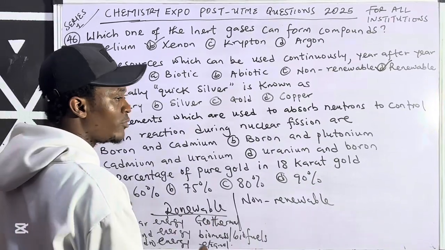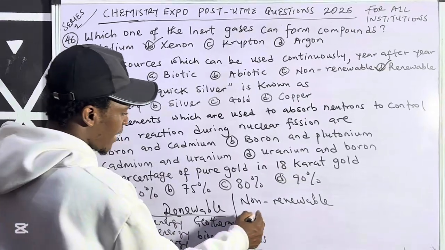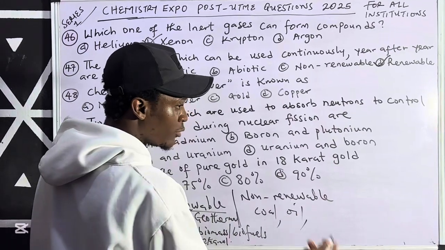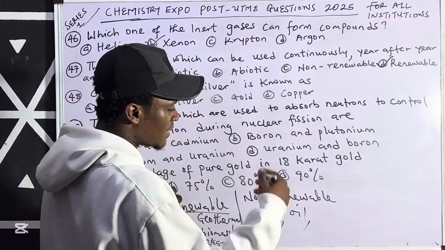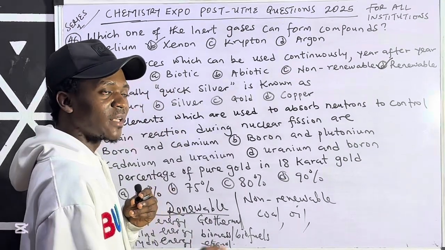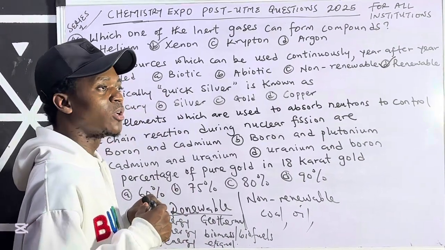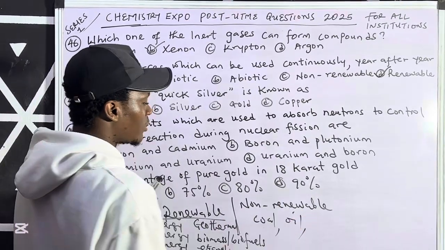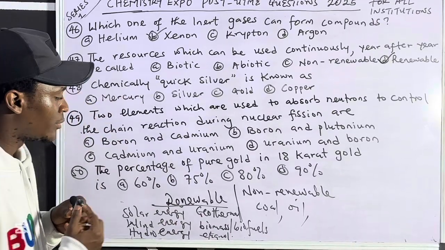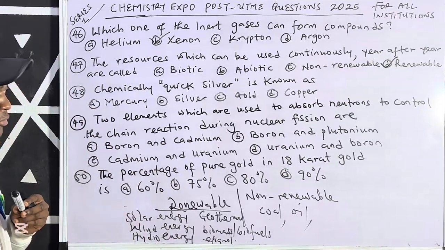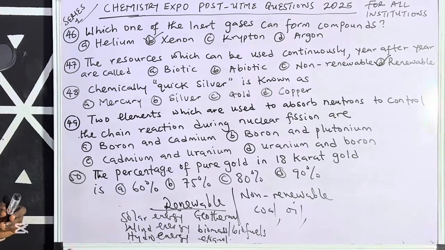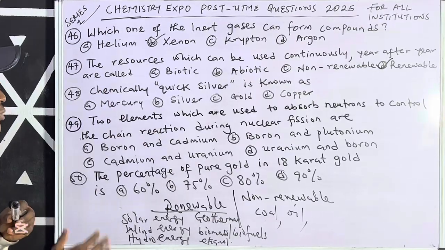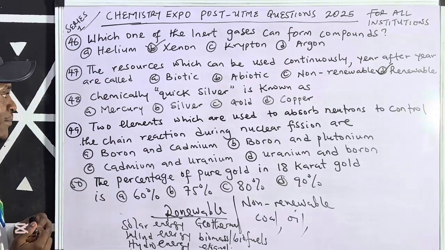Then for non-renewable, you are talking about all those fossil fuels like coal, oil, and petroleum products. You understand? Then even nuclear energy that is generated from a fission reaction of uranium or even plutonium. Those are actually under the non-renewable. All right. So they fall under that category. So from the question now, they said the resources which can be used continuously year after year are called renewable. So take cognizance of that.